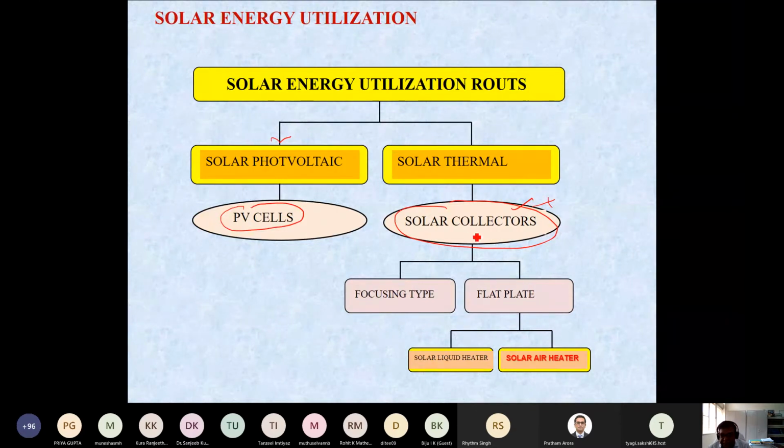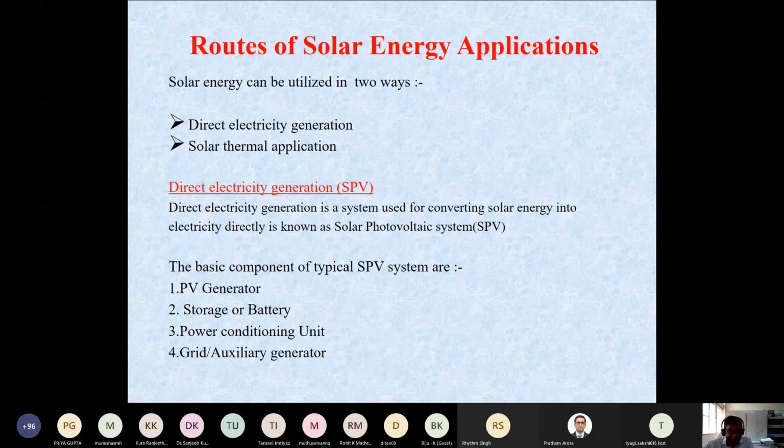Further, the solar collectors can be classified as focusing type and flat plate, and under the flat plate, depending upon the type of fluid, we have the liquid heater or the air heater. I should go fast, I think.